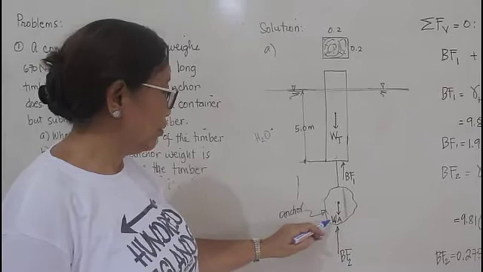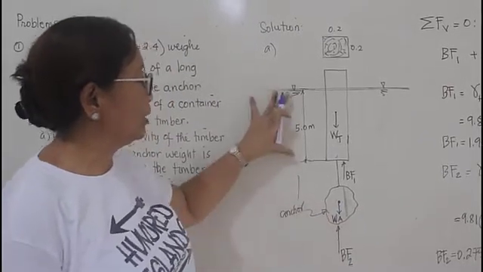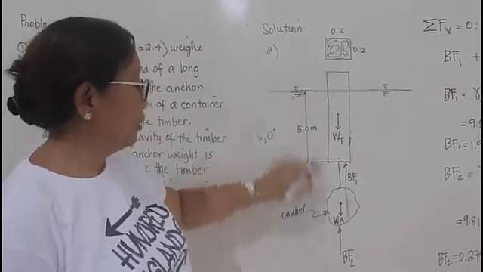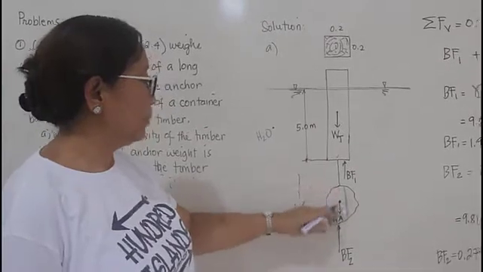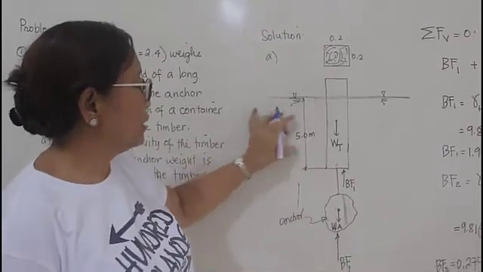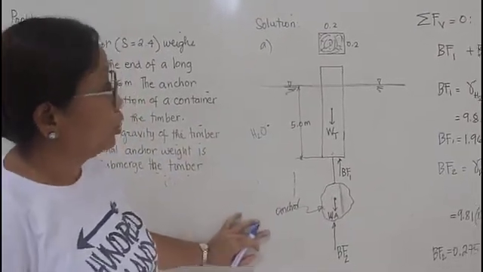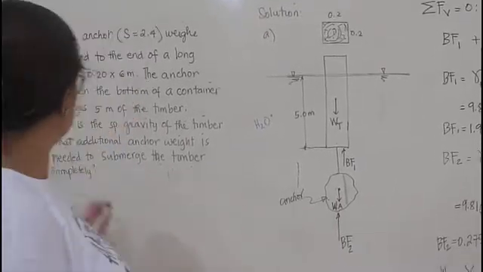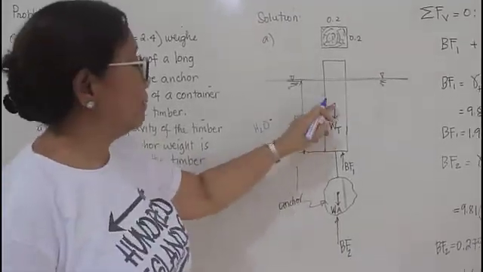Okay, ang weight ng anchor is 0.67 kilonewtons, pero hindi lumubog. Okay, with this weight of the anchor, pabigat, ang lumubog lang po sa 6 meters is 5 meters. So, ang tanong dyan is, anong specific gravity ng timber nito?